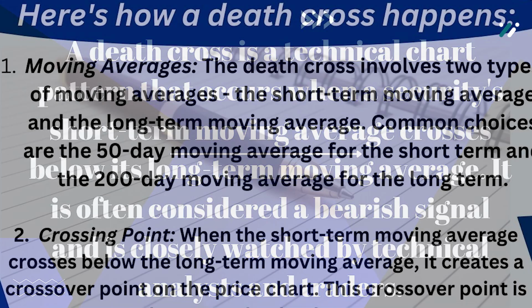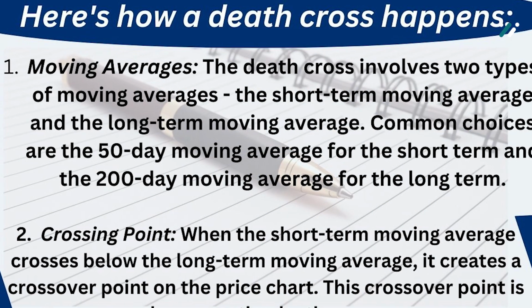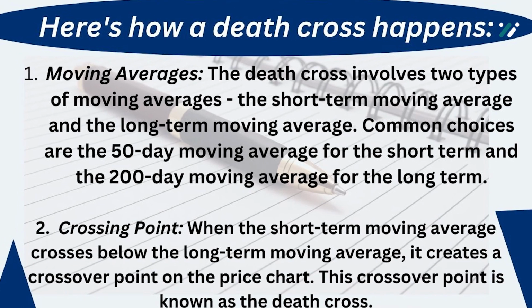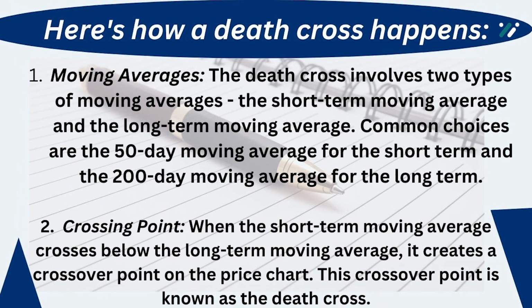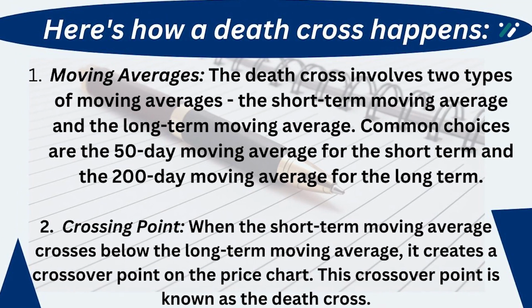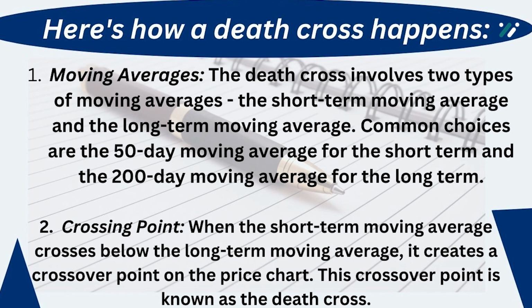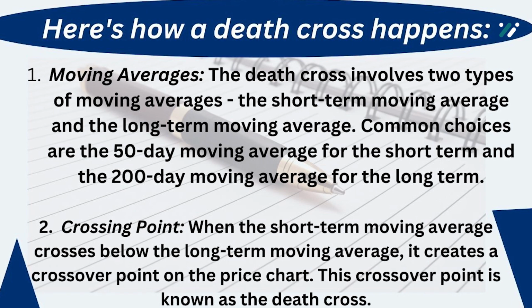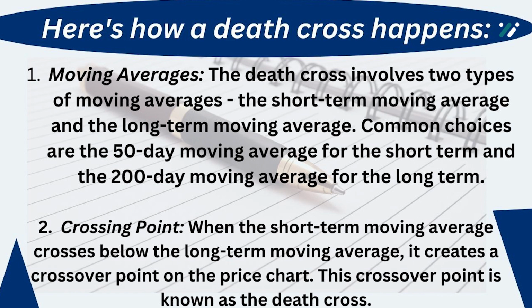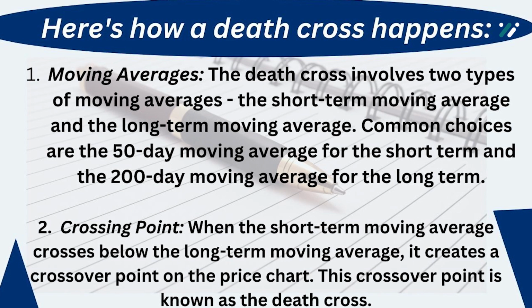Here's how a death cross happens. Moving averages. The death cross involves two types of moving averages: the short-term moving average and the long-term moving average. Common choices are the 50-day moving average for the short term and the 200-day moving average for the long term. Crossing point. When the short-term moving average crosses below the long-term moving average, it creates a crossover point on the price chart. This crossover point is known as the death cross.